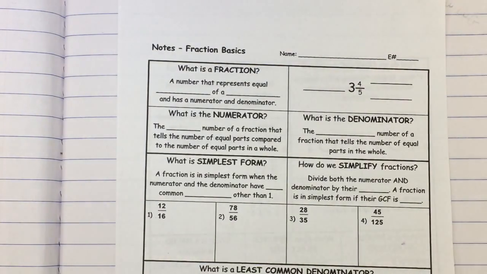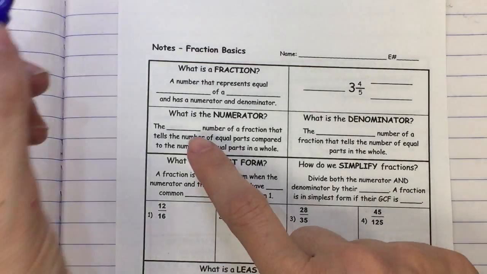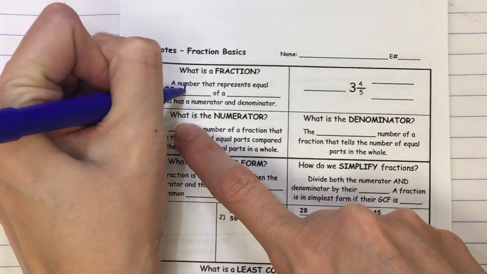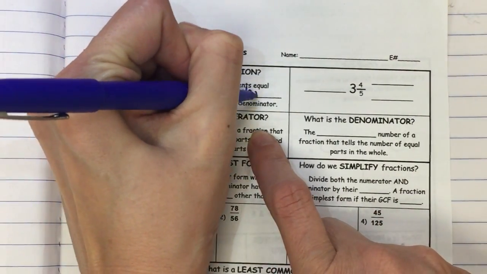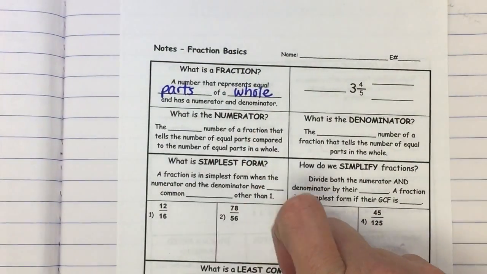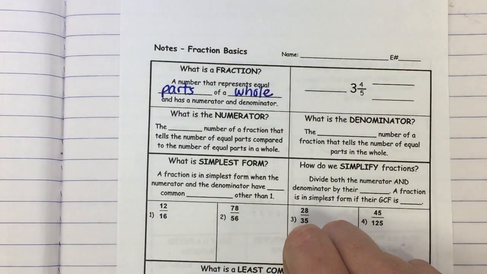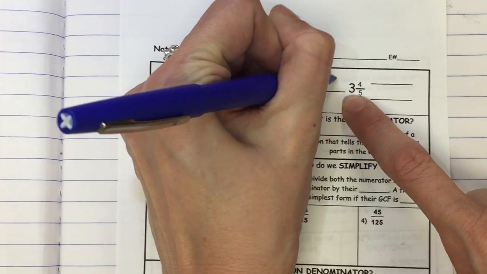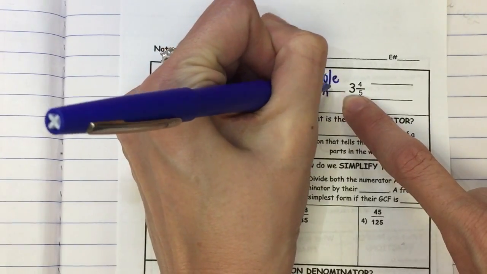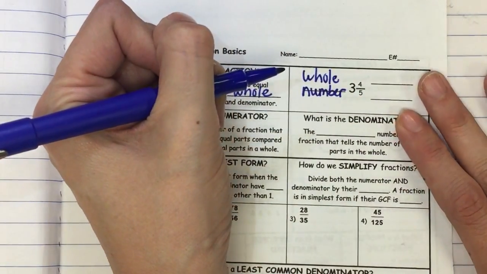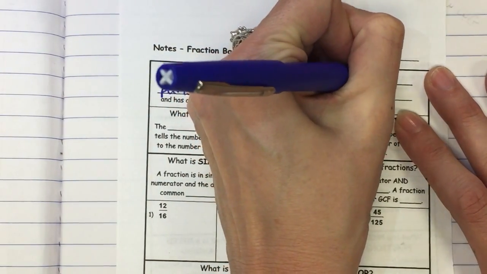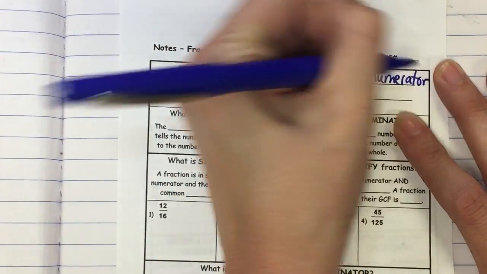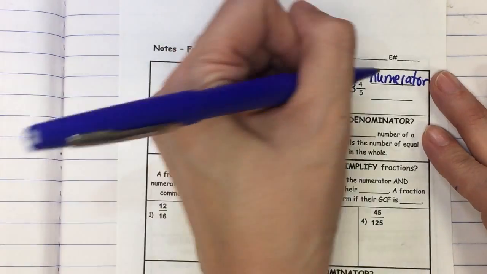Okay, so today we're going to be talking about fraction basics. What is a fraction? A number that represents equal parts of a whole, and has a numerator and denominator. So the parts of the fraction are the big number, which is your whole number, your top number is going to be your numerator, and the bottom number is going to be your denominator.